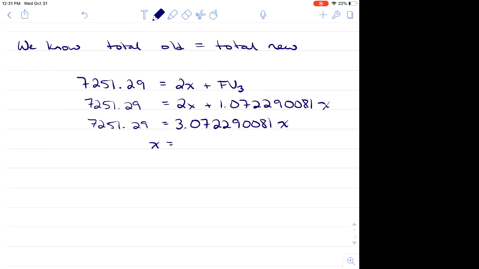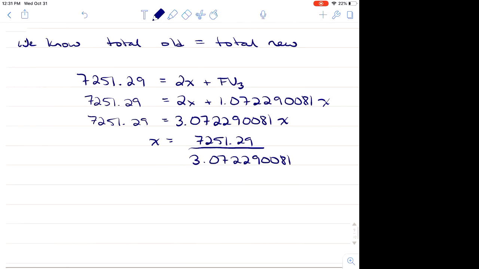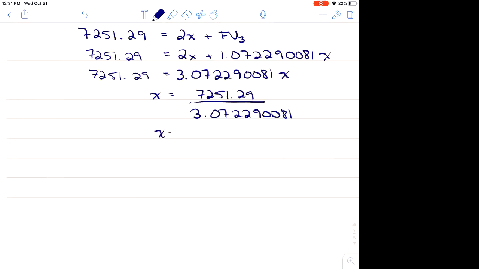x must be 7251.29 divided by 3.072290081. So 7251.29 divided by the previous answer. I get an x of 2,360.22 pennies.